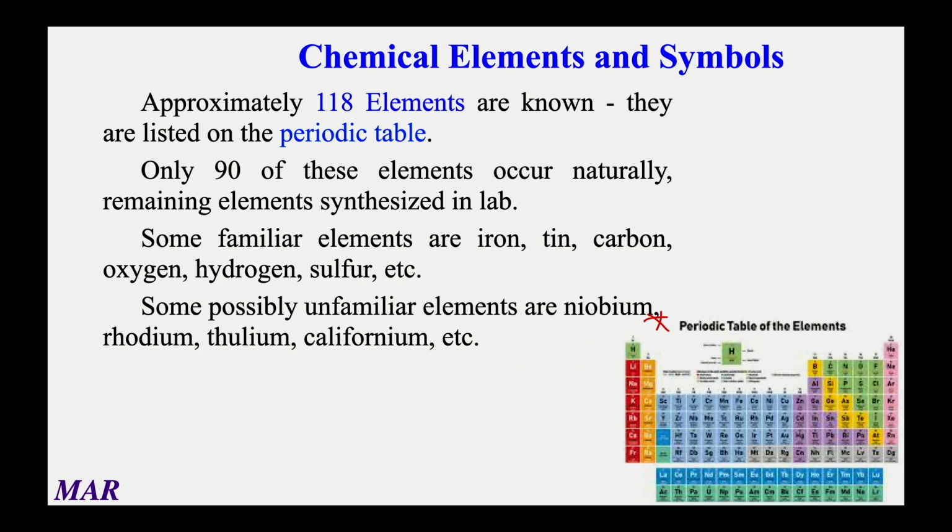Some of them are really familiar to you, I'm sure. Like iron, tin, carbon, oxygen, hydrogen, sulfur, mercury, thallium. I don't know which ones you've heard before, but a lot of them are pretty relevant to our life. On the other hand, there's a lot of them that you may or may not have heard before: niobium, rhodium, thulium, californium, and a whole bunch of other ones. We'll talk about those, of course, as we go through the course. But all the elements are listed on the periodic table.